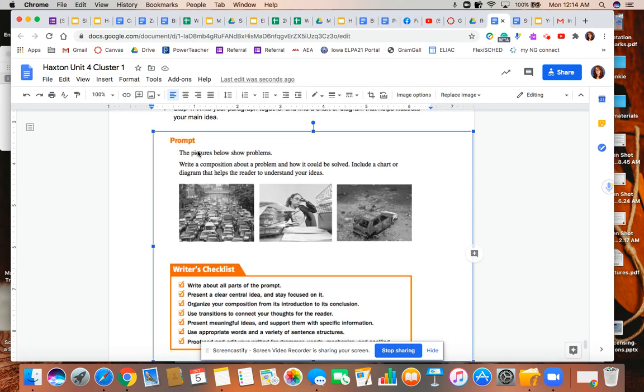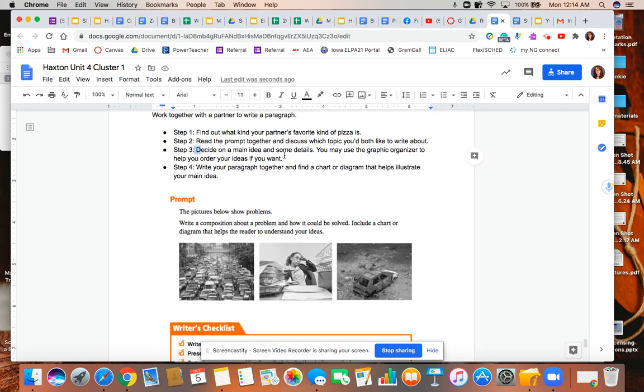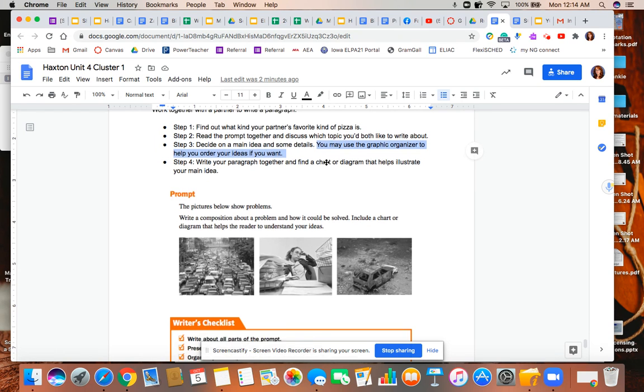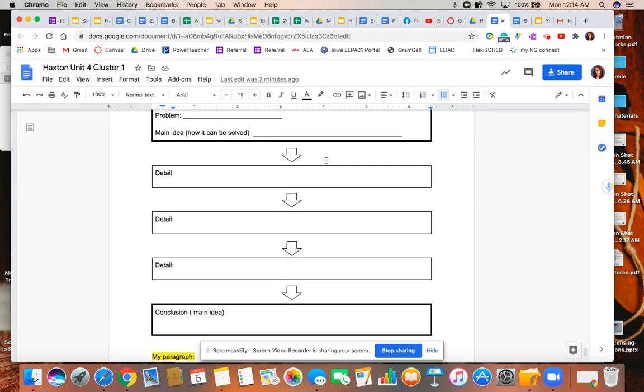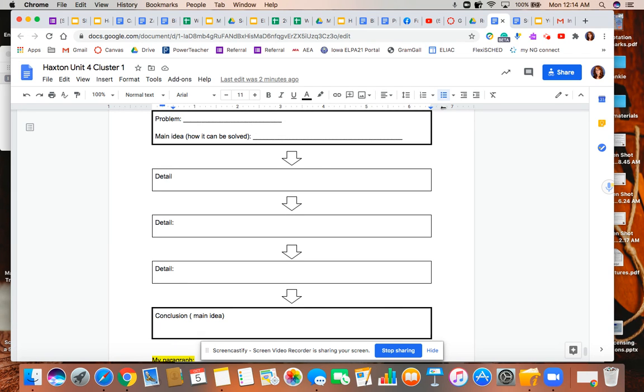The next thing that you will do is to decide on a main idea and some details. Okay, because every paragraph should have that big main idea written in your topic sentence, and every good paragraph should be full of details. And so before you write the paragraph, you should put some thought, put some consideration into what your main idea is and what would be some good details that you could use to support that main idea. Now, there is a graphic organizer that you can use to help you organize your ideas. And this is the graphic organizer right here.